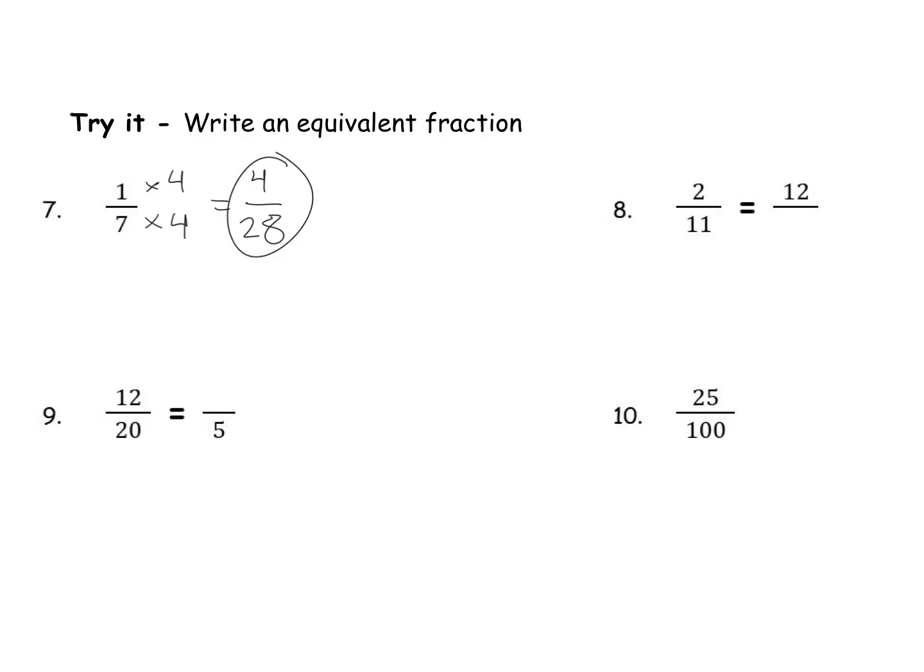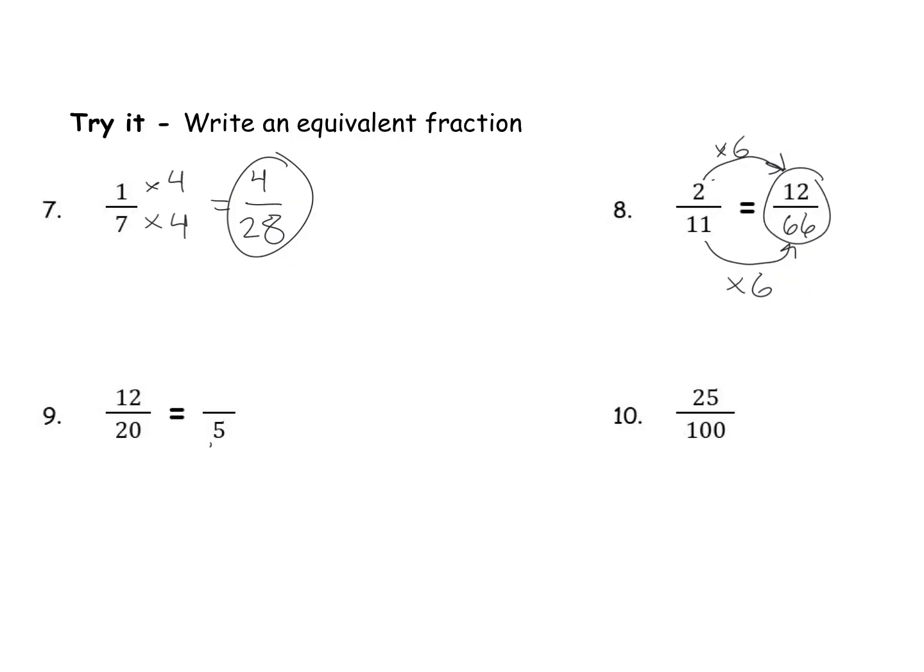For number 8, we're starting to get into the ones that have already kind of given you what the next one is. To go from 2 to 12, right, that is times by 6. So I have to multiply the bottom by 6, because that's my rule. Whatever I do to the top, I do to the bottom. 11 times 6 is 66.